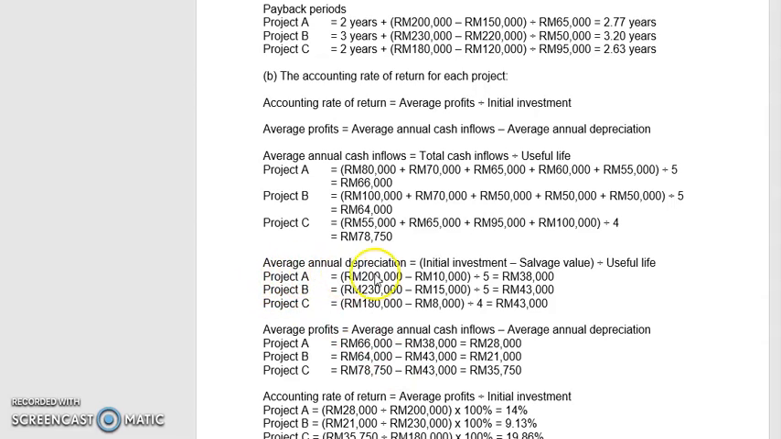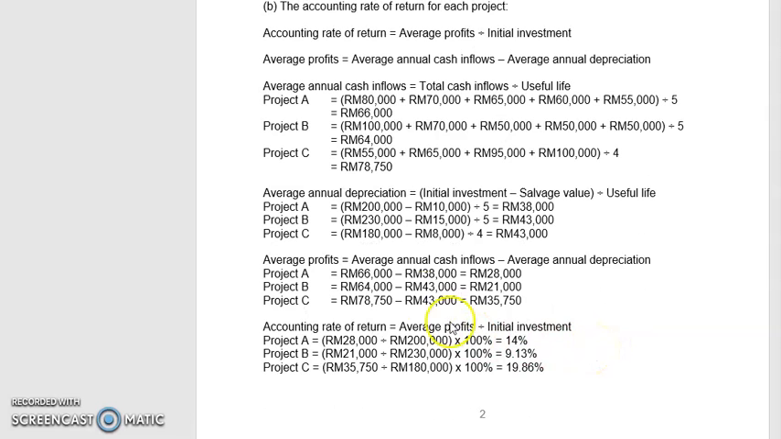Average annual depreciation equals initial investment minus salvage value, and then divide by useful life. So for project A we get 38k, for project B 43k, and for project C 43k. Average profit equals average annual cash inflow minus average annual depreciation. So whatever we calculated earlier, 66k minus 38k, we got project A 28k, project B 21k, and project C 36.75k.